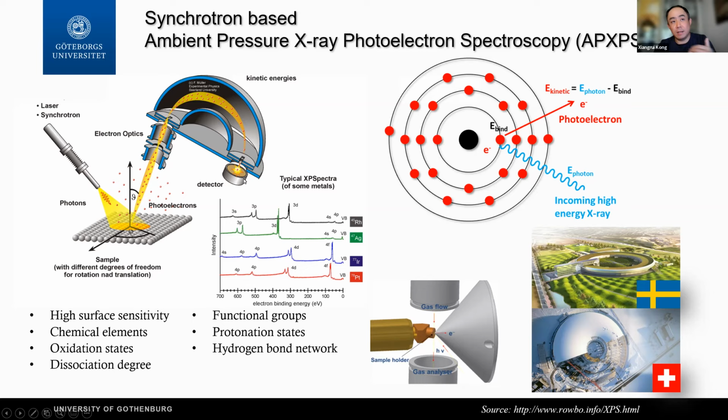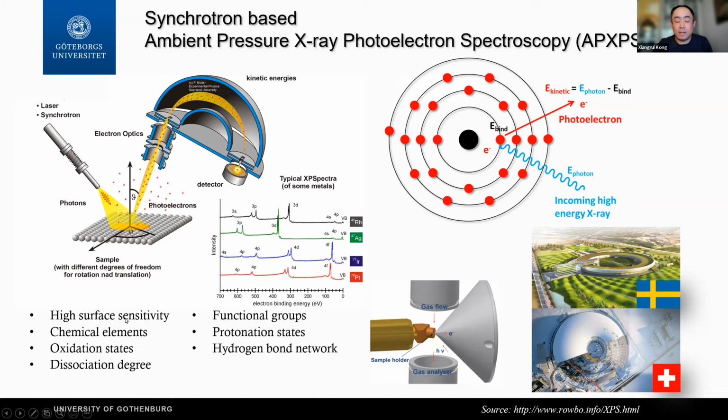And also in the analyzer station, we have a detector called the electron kinetic energy detector. We can detect electron kinetic energy. So if you look at this figure here, we know the input energy and we know the output energy. And the difference of them is the binding energy of the electrons in each atom. And this binding energy can tell us a lot of things.